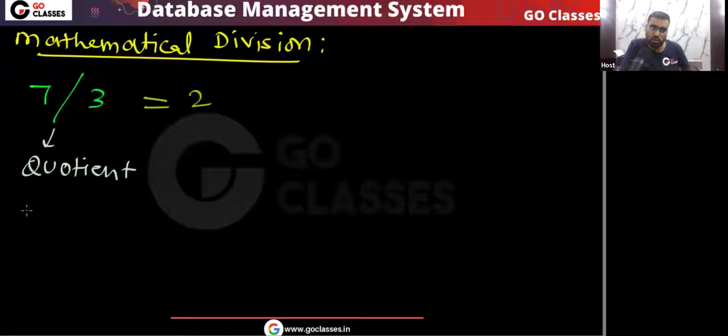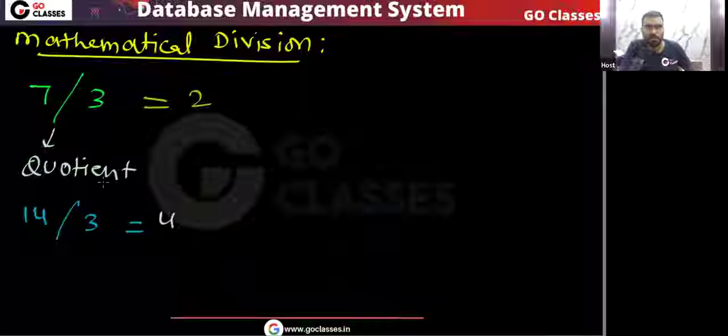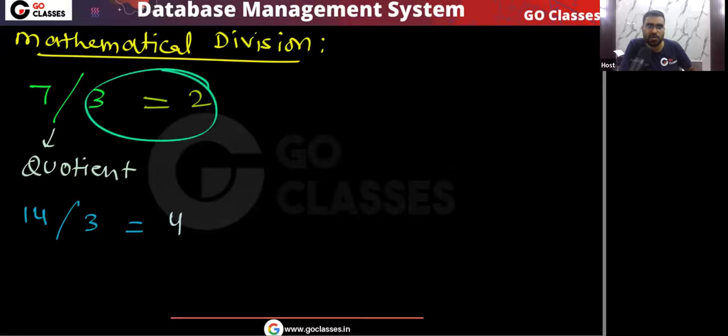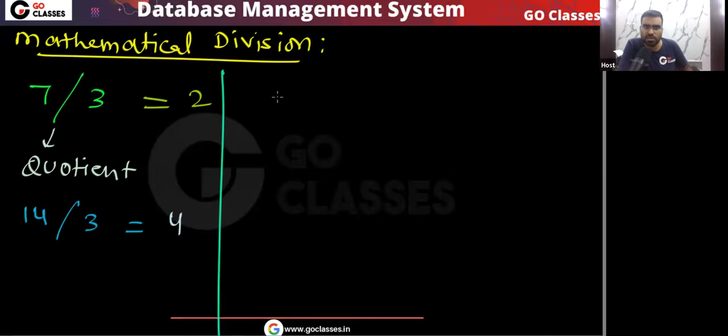For example, if I ask you, what is 14 divided by 3? Only give me quotient. That will be 4. Can you tell me why this is 4? Because did you notice that this is the largest integer such that 3 multiplied by 4 is less than or equal to 14? Please notice this definition.